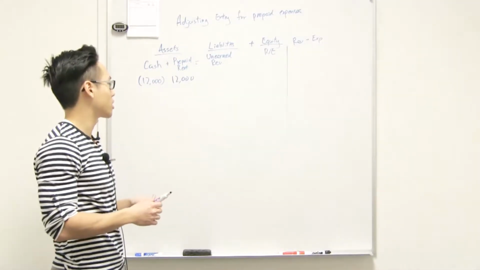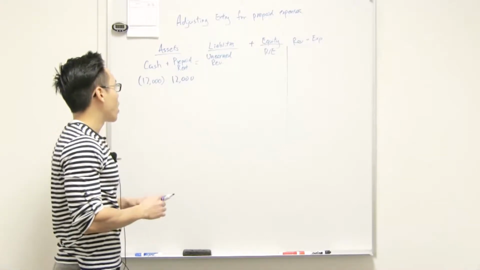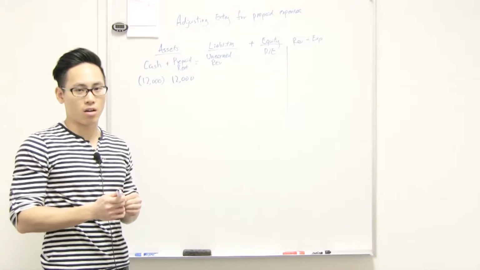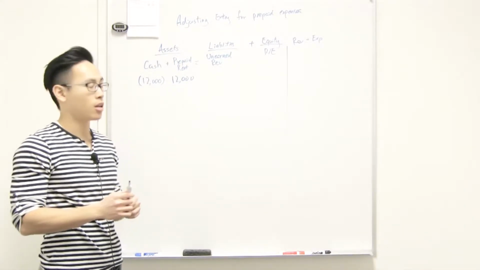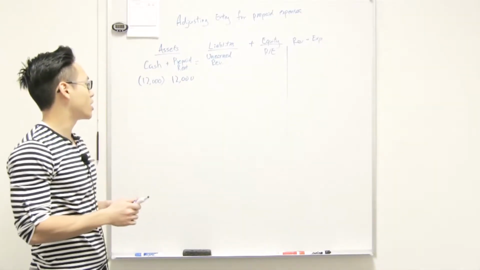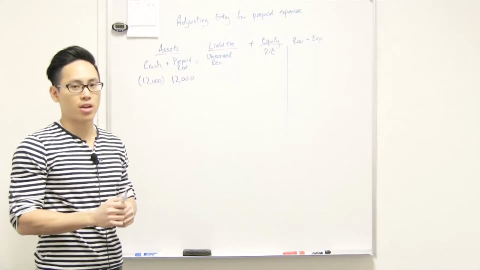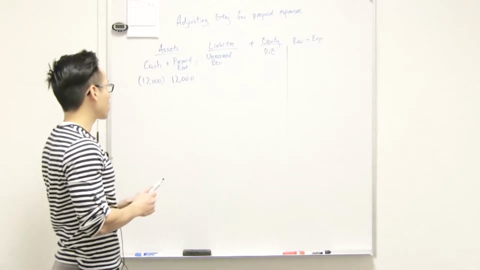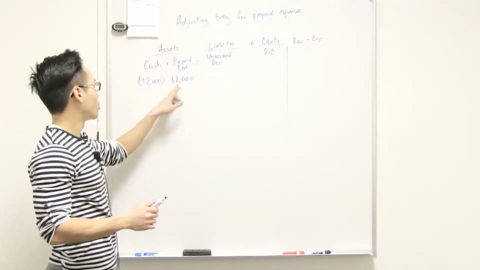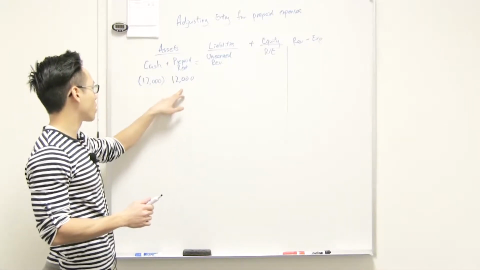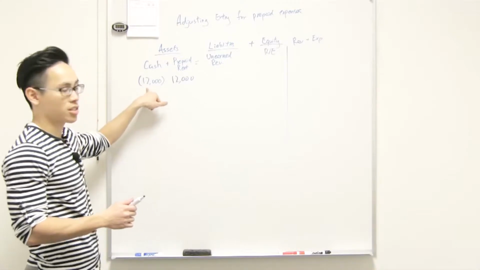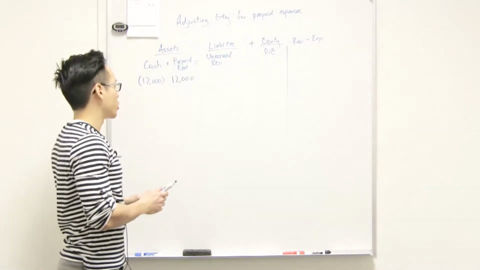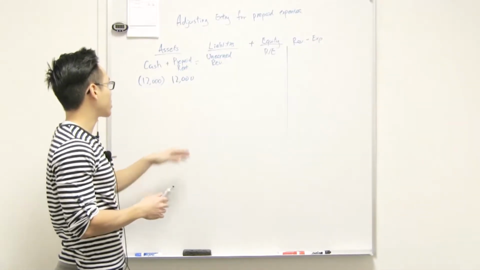And so right now we're going to show you how adjusting entry for prepaid expenses is going to show up on the accounting equation. So going back to the example that we used about a company renting office space for an entire year, and that company prepaid rent in the beginning of the year for $12,000. As you can see right here, prepaid rent is $12,000 at the beginning of the year, and then cash decreased by $12,000 because the company used cash to prepay rent.